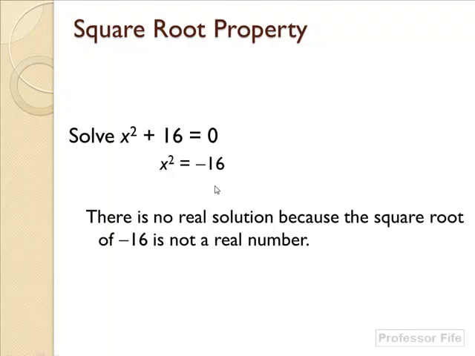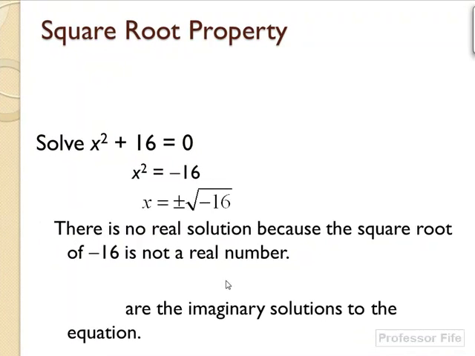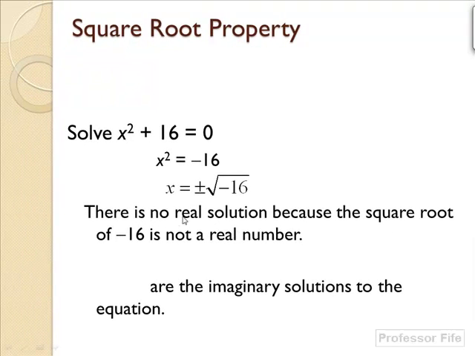Squared can't be negative, that's not a real solution. But if you do apply the square root property, you get plus or minus the square root of negative 16, which is not a real number. So there's no real solution, but we do have imaginary solutions. The square root of 16 is 4. The negative underneath the square root gives you an i. You get x equals plus or minus 4i as imaginary solutions.